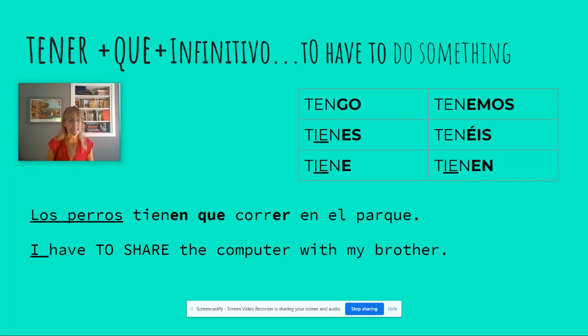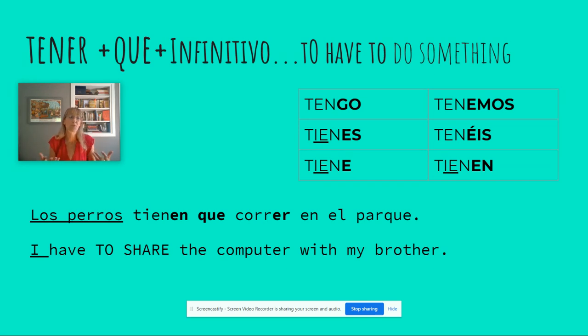Tenemos, tenéis, tienen. These are the three plural forms of tener. Now, tener can be just the verb to have, as in to possess something. Tengo un boli, I have a pen. Okay, tener can also be used with a verb. Tener que plus an infinitive or another verb means to have to do something. You must, you ought to.